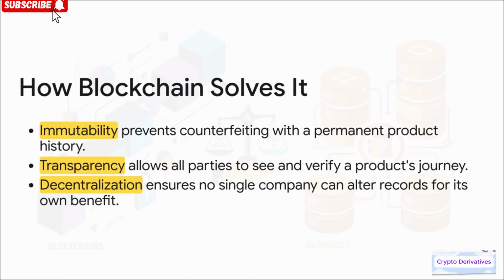Its immutability means you can create a permanent, counterfeit-proof history for that batch of coffee. Its transparency means everyone from the farmer to you, the customer, can see its entire journey. And because it's decentralized, no single company can go in and secretly change the records to hide a mistake or cut corners. You're literally building trust into the system.